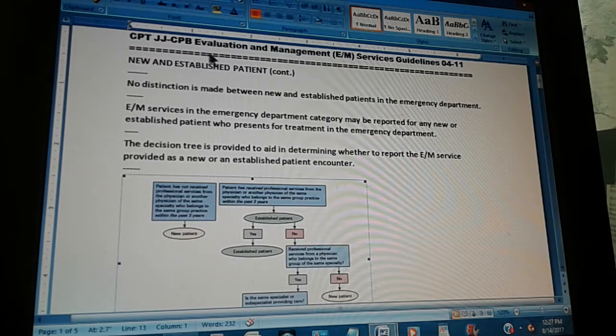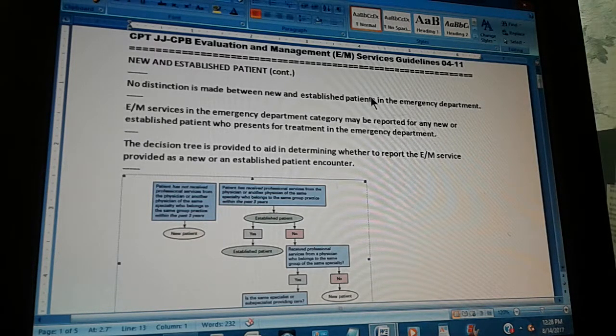CPT guidelines, Evaluation and Management Services Guidelines, page 4, part 11. New and established patients, continued. No distinction is made between new and established patients in the emergency department. The rules for categorizing a new or established patient in the emergency department are the same as in a visit to a doctor's office. So the same criteria apply here.